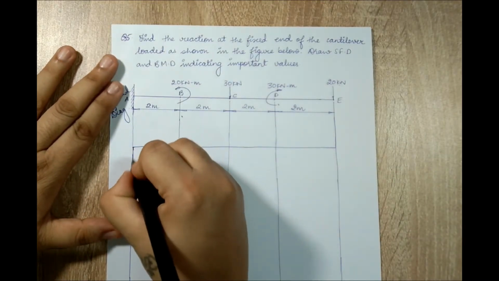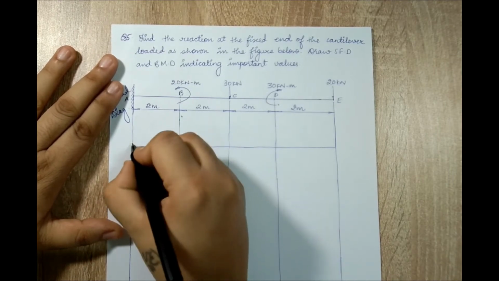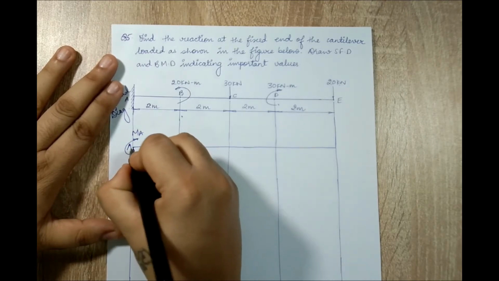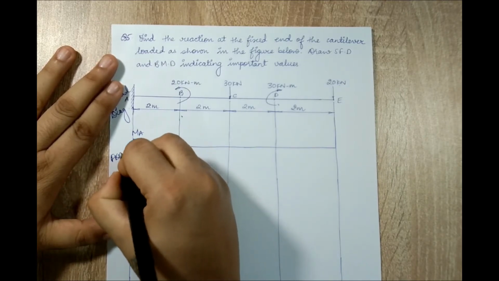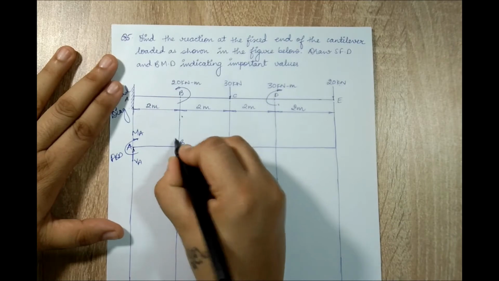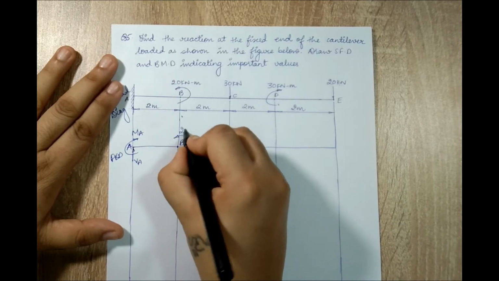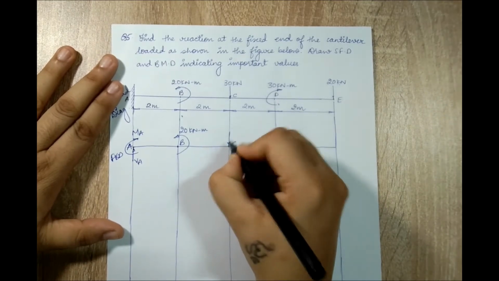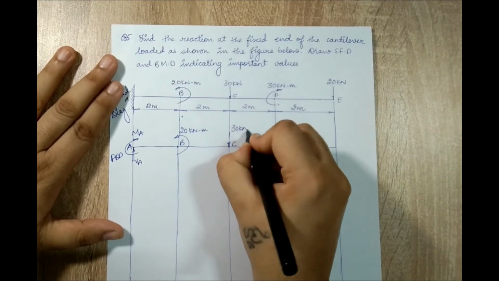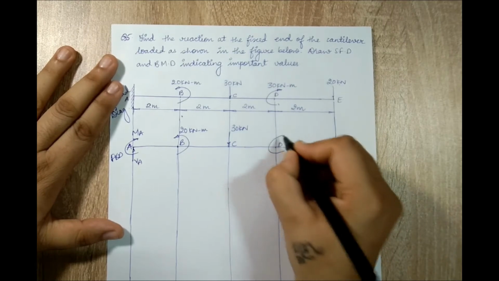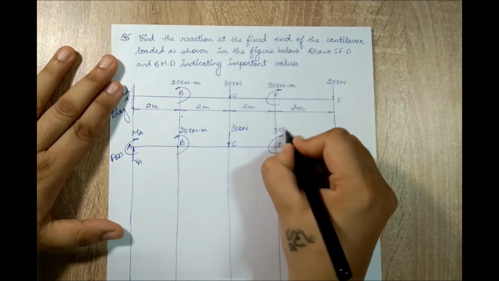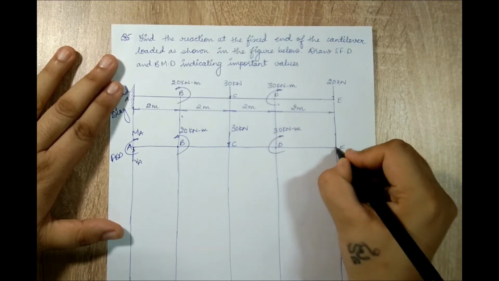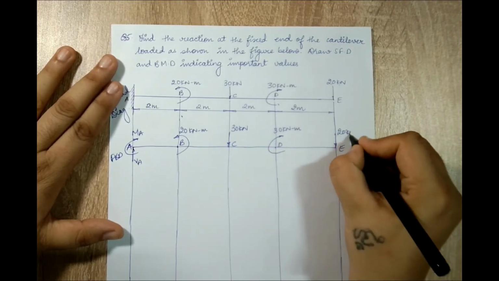At point A, I'll draw reaction VA and moment MA. I will not write HA, as there are no other horizontal forces. At point B, there is a moment of 20 kN. At point C, there is a load in downward direction of 30 kN. At D, there is a moment of 30 kN. And at E, there is a load of 20 kN in downward direction.